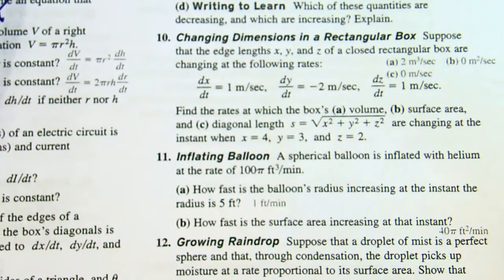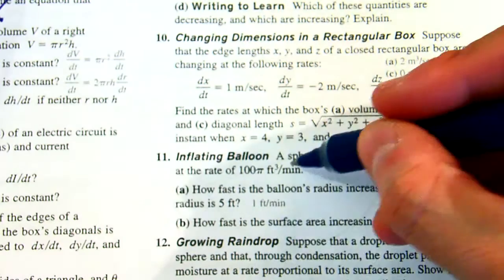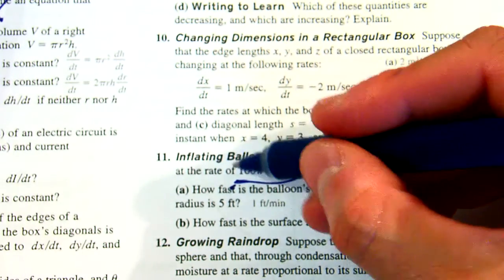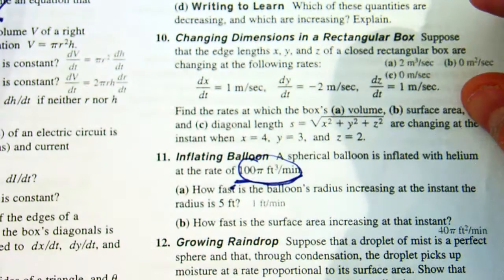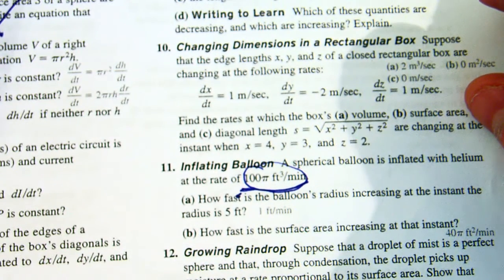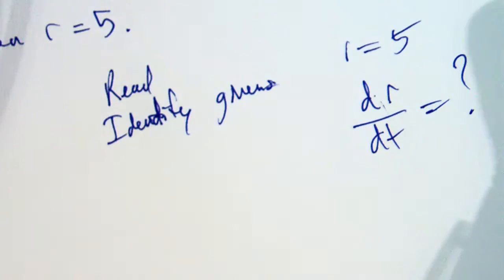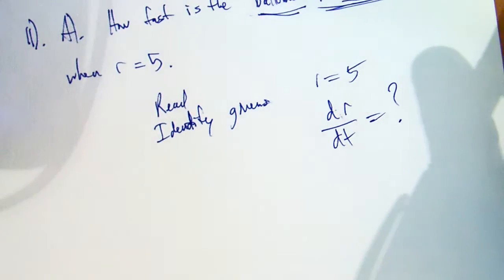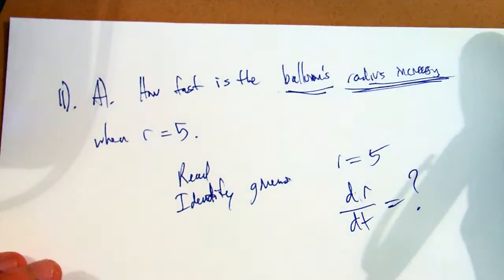It says a spherical balloon inflated with helium at the rate of what? So it's increasing, right? What is happening? What is increasing? The balloon is inflating with helium. So the balloon's getting bigger, right? So what's getting bigger? The radius, yeah.